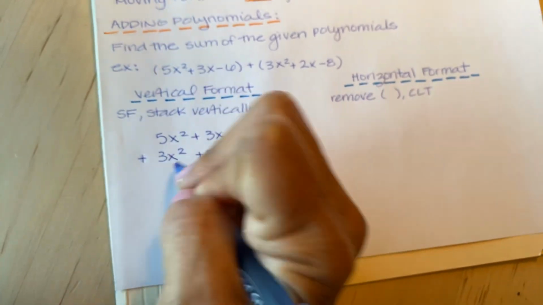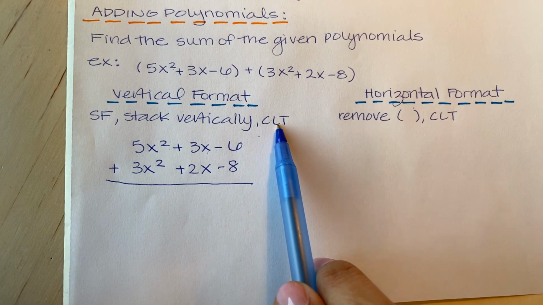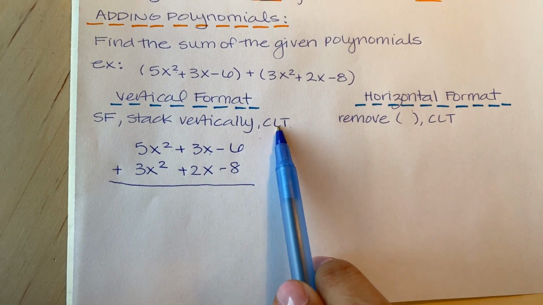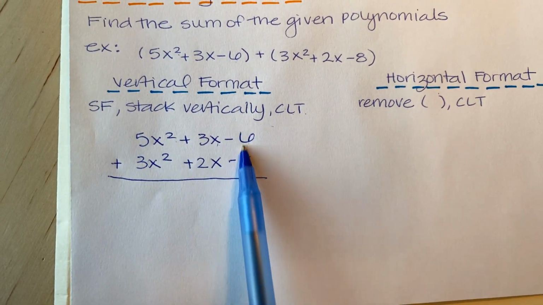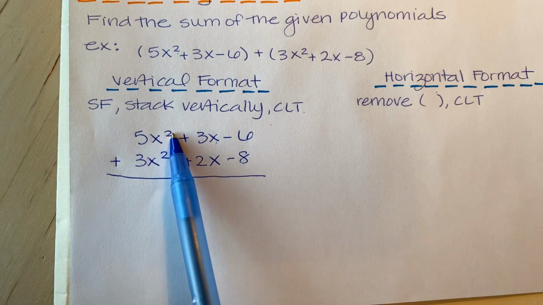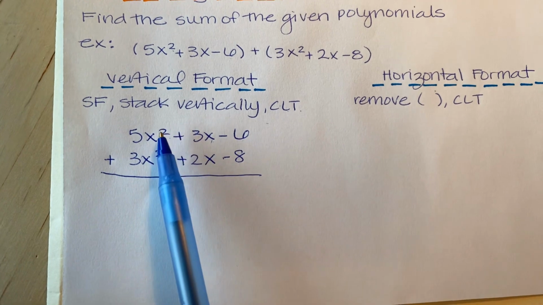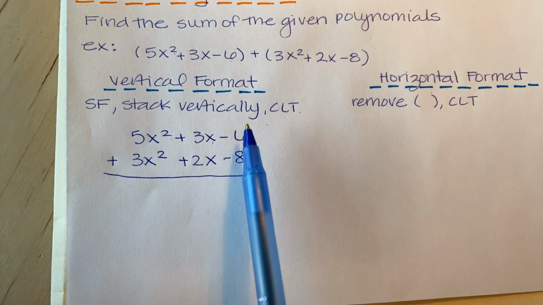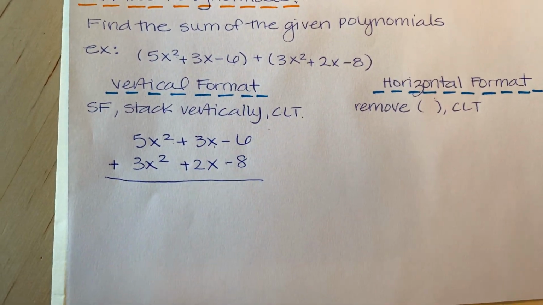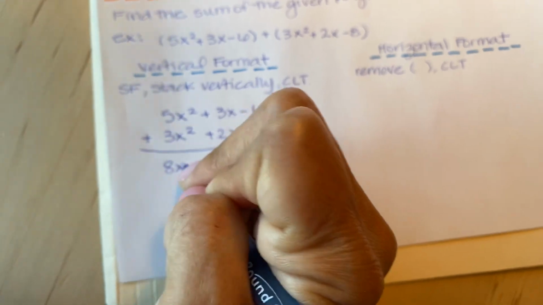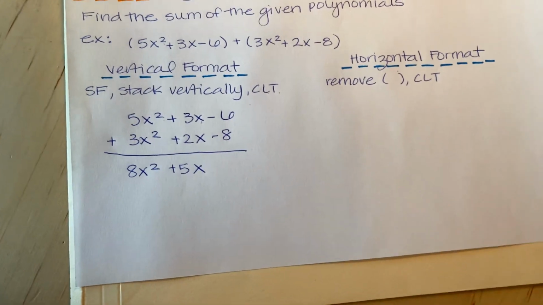Now you're going to add and CLT, combine like terms. You're just going to combine only the coefficients, the numbers. You do not alter the exponents when you add and subtract. So this is not going to be an x to the 4th. No, it is x squared, x, and then whatever this constant value is. You're only looking at the front numbers. So 5 plus 3 is 8. That's easy. 3 plus 2 is 5. And negative 6, negative 8 is negative 14.